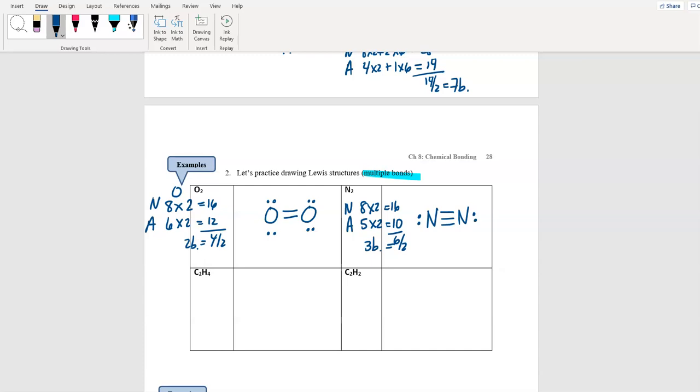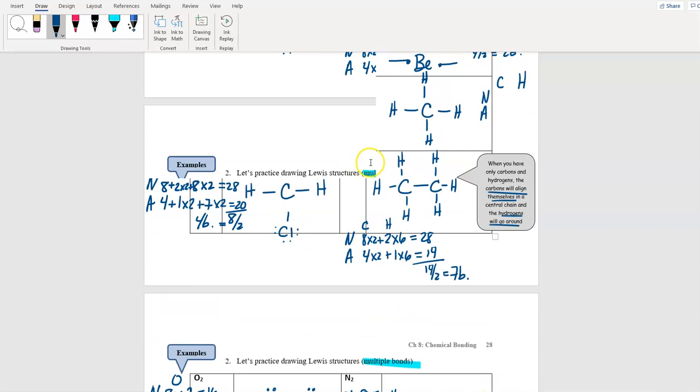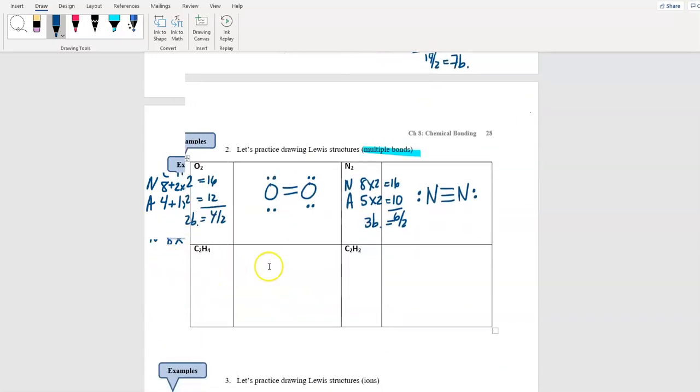Okay? I'm doing these 2 because these have been known to show up on the AP test before because they have multiple bonds. Okay? It's not like this one up here. See how this one has 6 hydrogens? This one has 4. This one has 2. Okay? So you're going to see the multiple bonds.